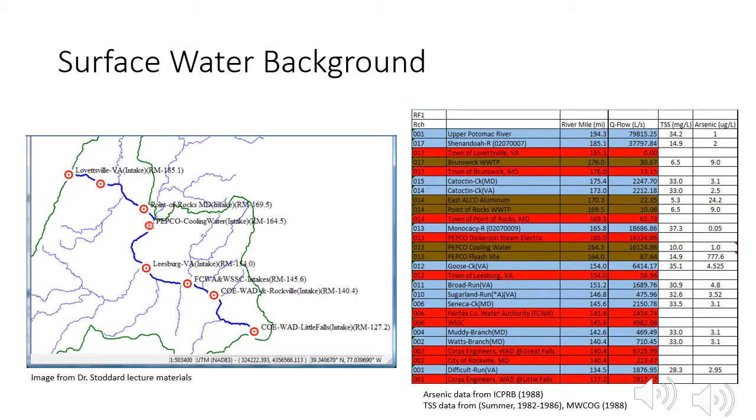Something else worth mentioning on this slide is if you look at the two far right columns, you'll see the concentrations for total suspended solids and arsenic that I used. For the upper Potomac as well as the tributaries, I used the site-specific data from the various studies that I have referenced below the table.